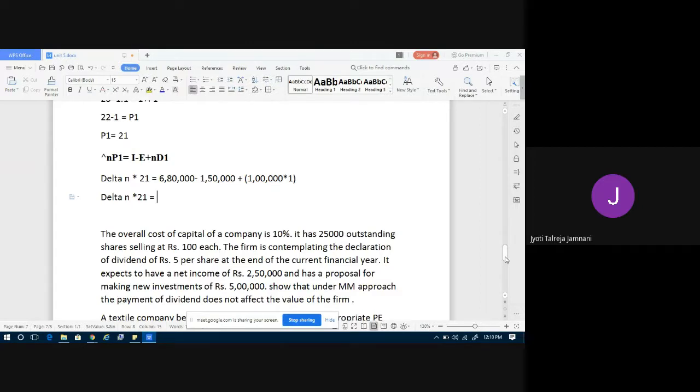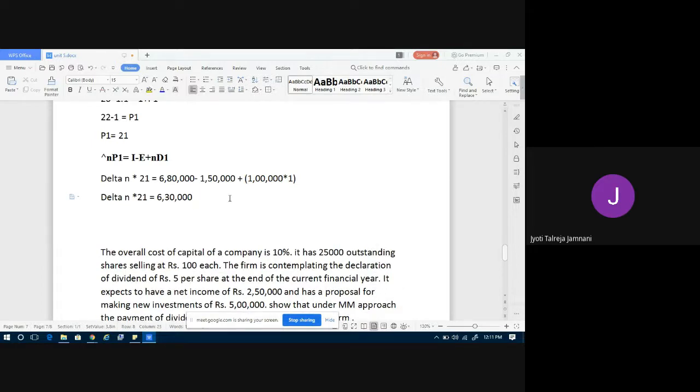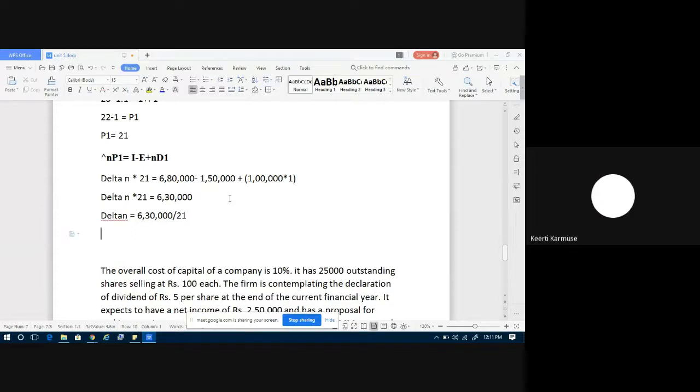6 lakh 80,000 minus 50,000. You'll get 6 lakh 30,000. Or you can do it like this also: 6 lakh 80 minus 1 lakh 50 plus 1 lakh. So you will get the same. 6 lakh 80 minus 1 lakh 50, I'll get 5 lakh 30. 5 lakh 30 plus 1 lakh is 6 lakh 30. Now this into 21, if we take it to this side, it will become delta n is equal to, multiplication going to that side becomes division. So 6 lakh 30,000 divided by 21. Can anybody tell me how much you get? 30,000. Delta n is 30,000 shares.